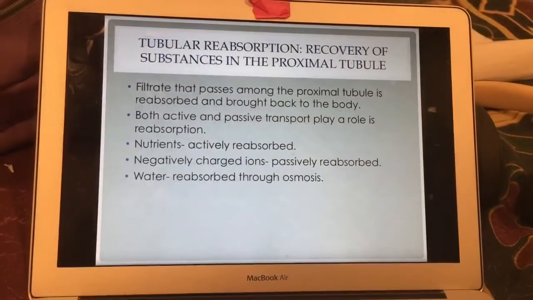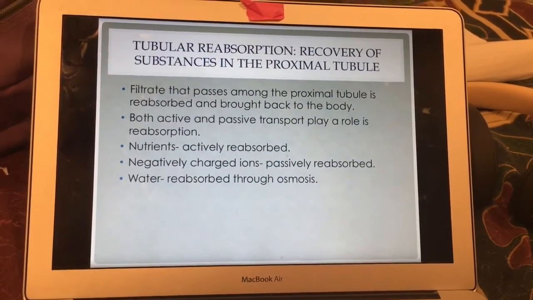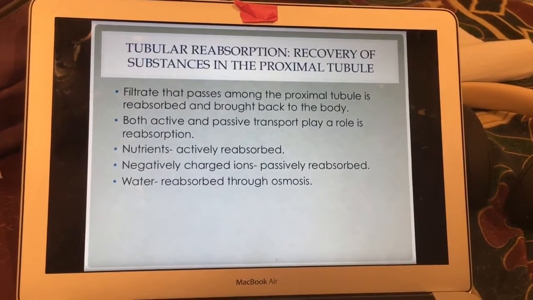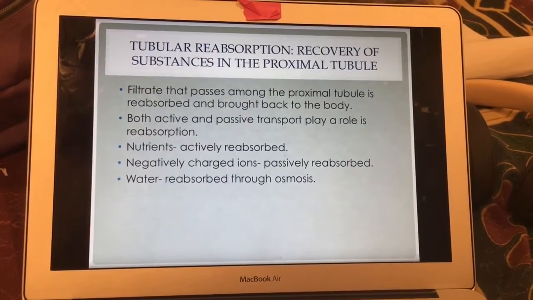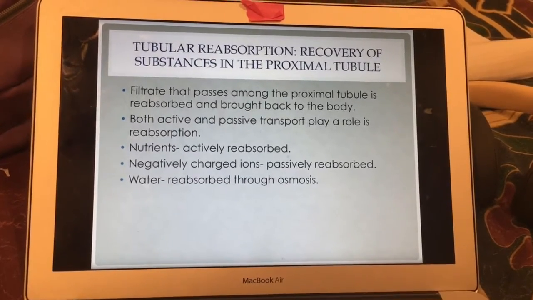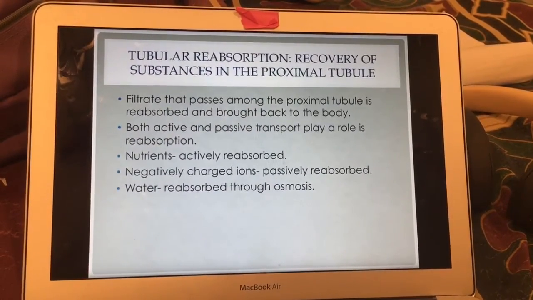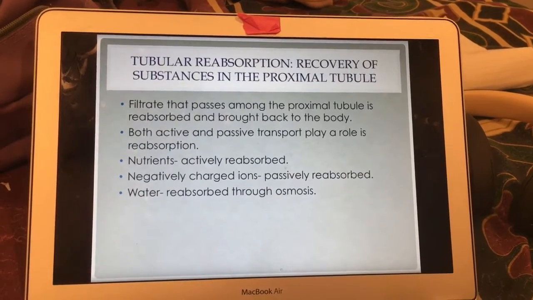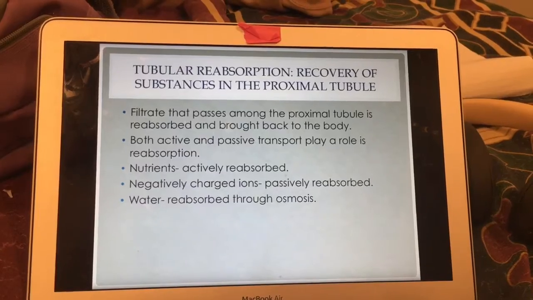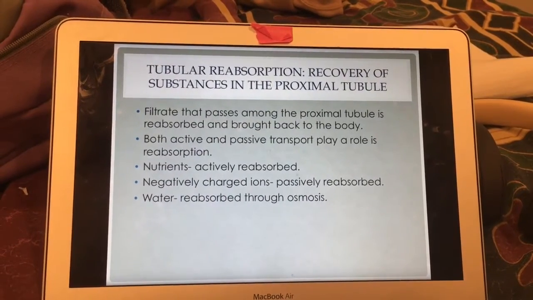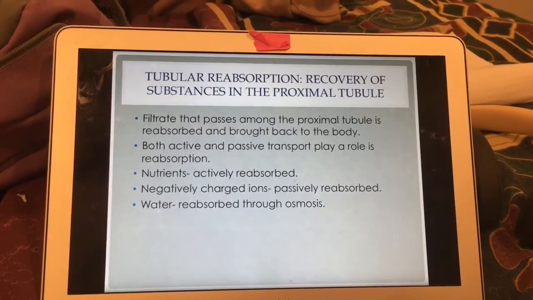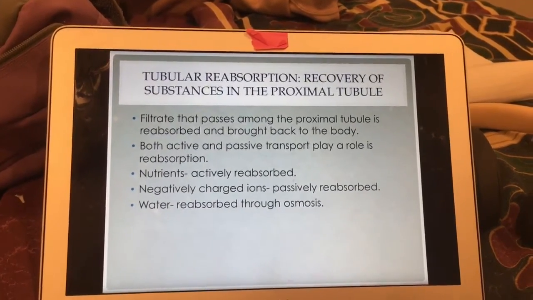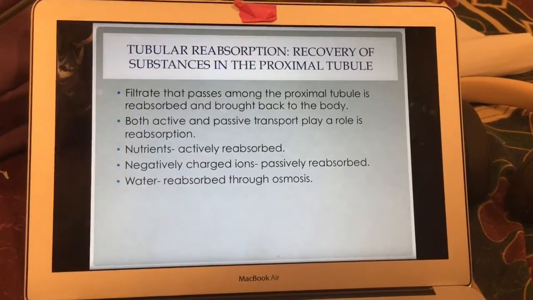And going back to our first point where we talk about how the filtrate that passes through the proximal tubule is reabsorbed and brought back to the body, you must understand that the proximal tubule is in the kidney and is the tubular section of the nephron that is located between the Bowman's capsule and the loop of Henle, and its purpose is the reabsorption of water and solutes and the secretion of hydrogen ions.